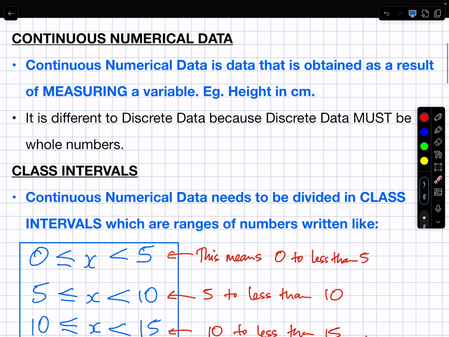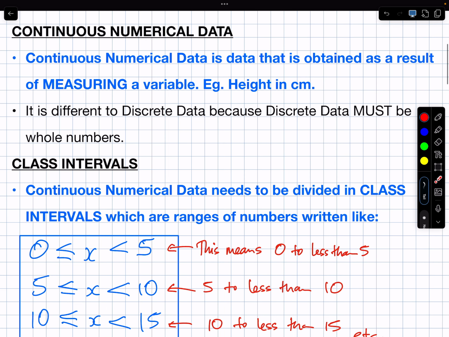The kind of data we're talking about today is called continuous numerical data. I get it from measuring. So the difference with measuring and this kind of data is it doesn't have to be whole numbers. Do you have to be exactly 160 centimeters tall? You could be anywhere in between, okay?